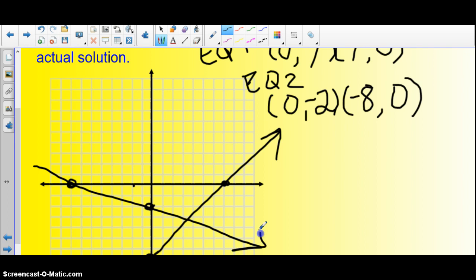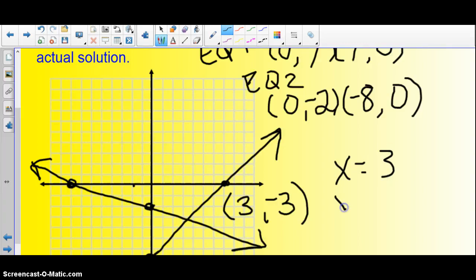Now, the problem with drawing, and especially on a smartboard here, is making sure that you have a good intersection point. The closest point that I could see in drawing this freehand is 3, negative 3. And it looks like it's crossing at 3, negative 3. But the only way to know for certain if that is the true answer is to put this 3 for x, if we say x is 3 and y is negative 3, and put that into those equations to make sure that they are true statements.